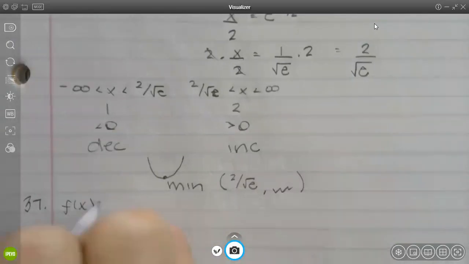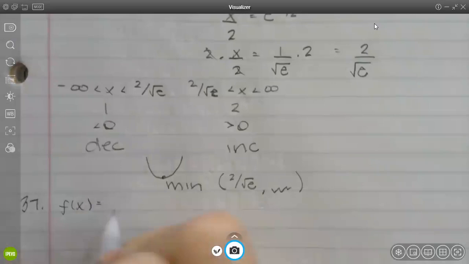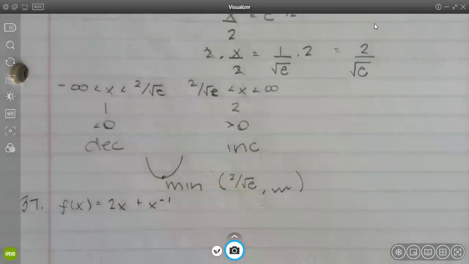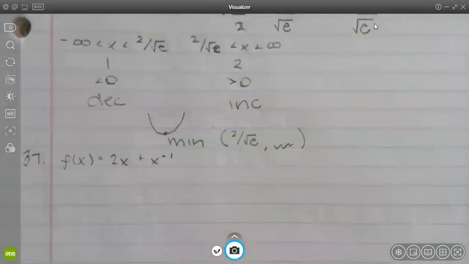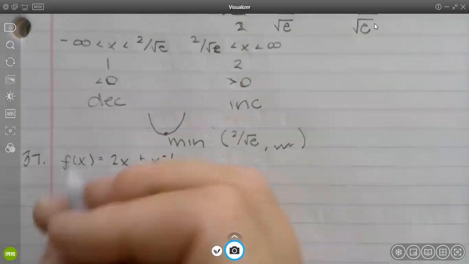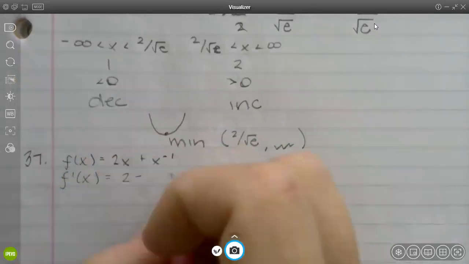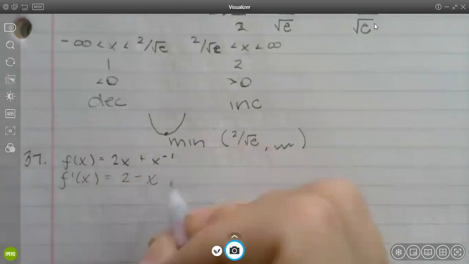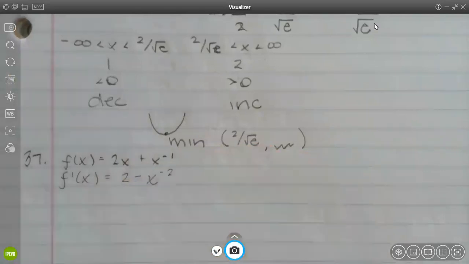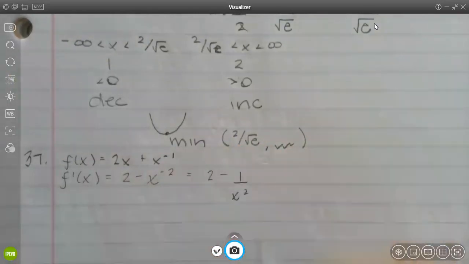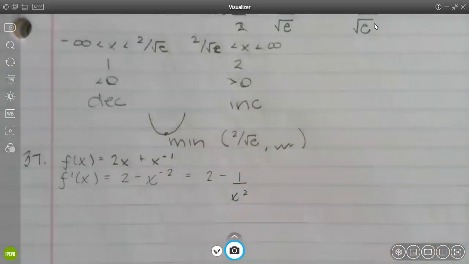We had f of x equals 2x. And then I think it did 1 over x. But I just went ahead and changed it to x to the -1 to make it easier for me. First derivative is 2 minus x to the -2, which changes into 2 minus 1 over x squared.